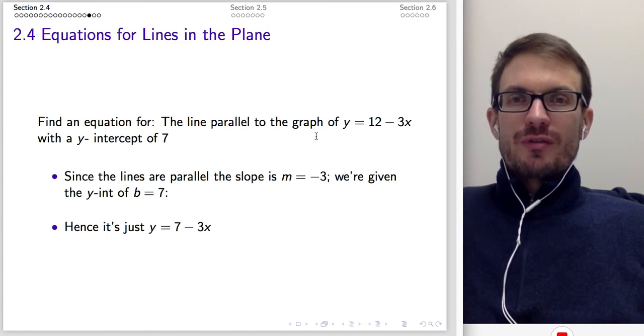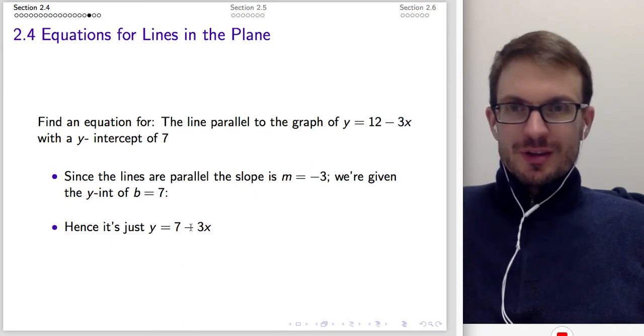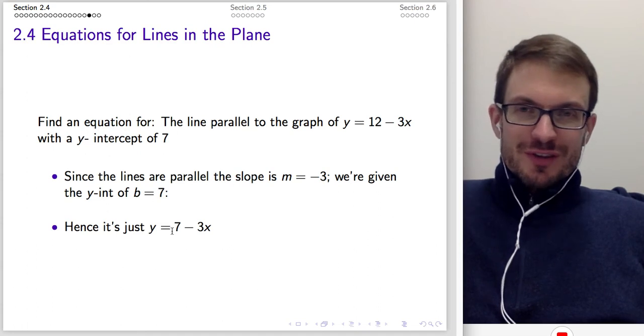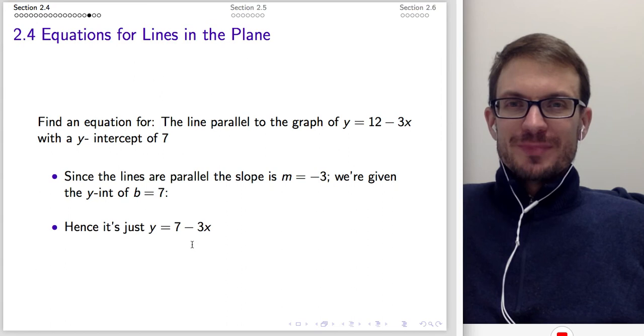Line parallel to the graph of y equals 12 minus 3x with a y-intercept of 7. The lines are parallel, so the slopes are the same. So it's minus 3. We were given the new y-intercept. It could have been anything. We're told it's 7. Cool. So this is a line parallel to this line with the y-intercept of 7.